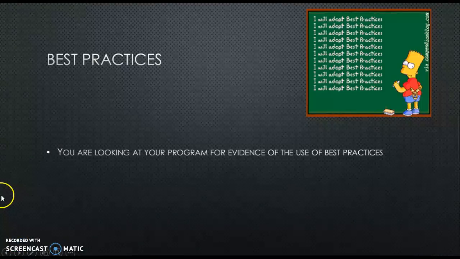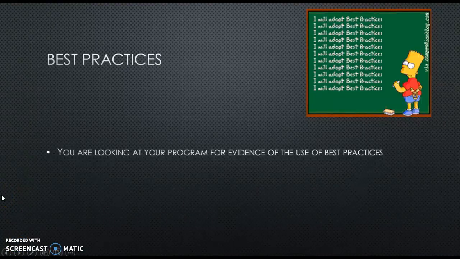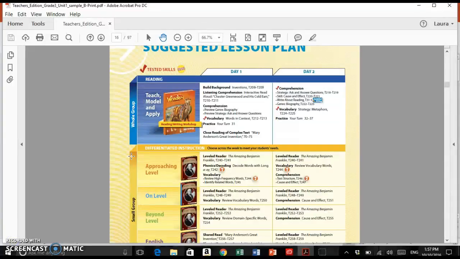I'm going to walk you through an example using the same program that I used for the triangulated analysis piece. See if I can just pull it up over here. I'm going to put you on pause for a second. Okay, so here's my program. Remember, I was looking at 3rd grade of the Wonders reading program.